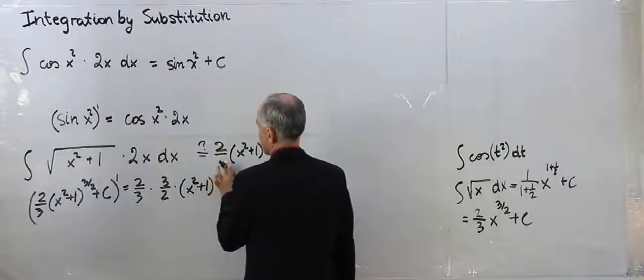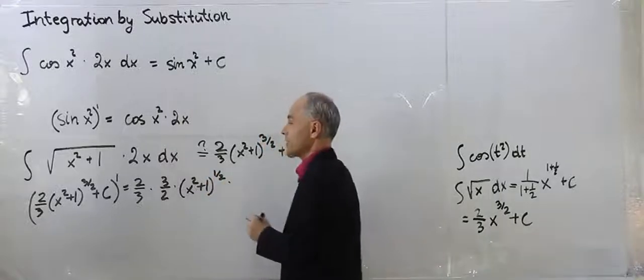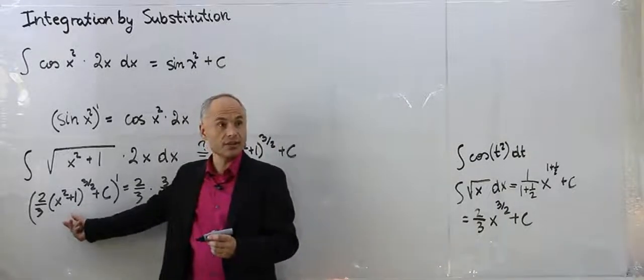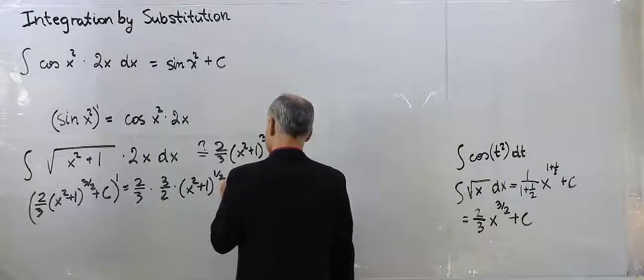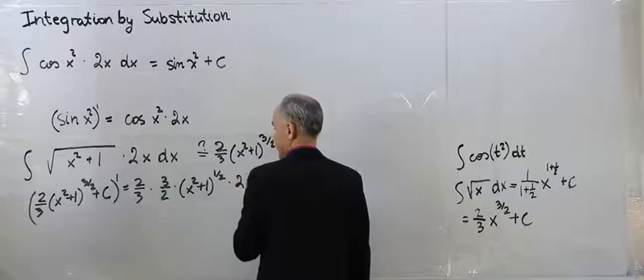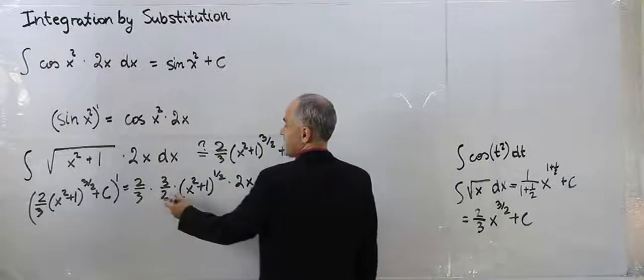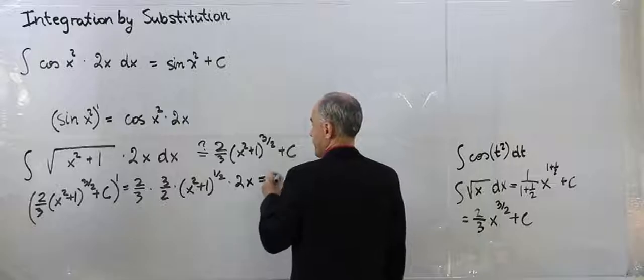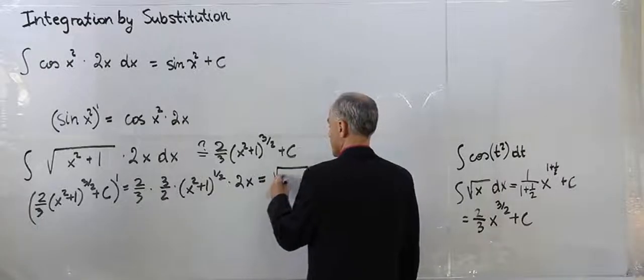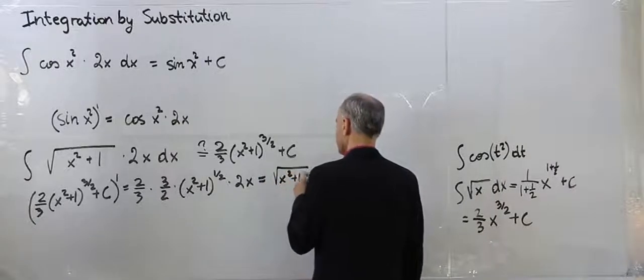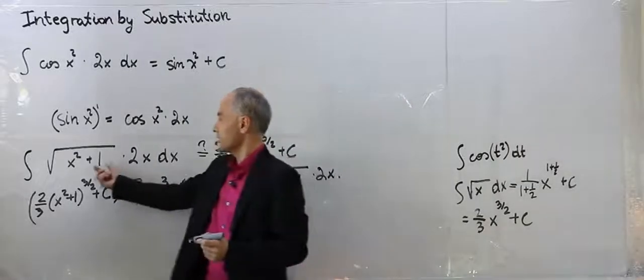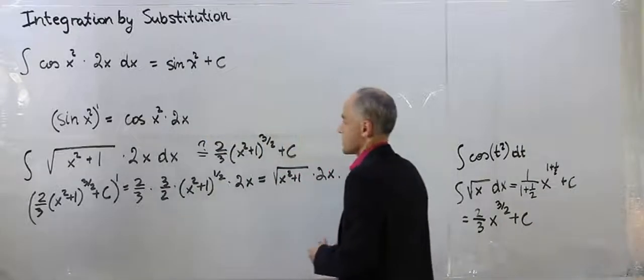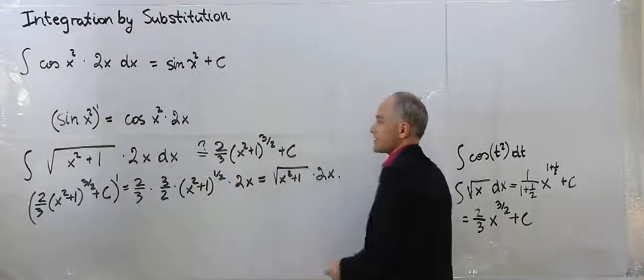So that is just 1/2. And then I need to multiply by the derivative of x squared plus 1. The derivative of x squared plus 1 is 2x. So if I simplify this, notice that I get the square root of x squared plus 1 times 2x. So in fact, I did get the integrand. Therefore, our guess is correct.